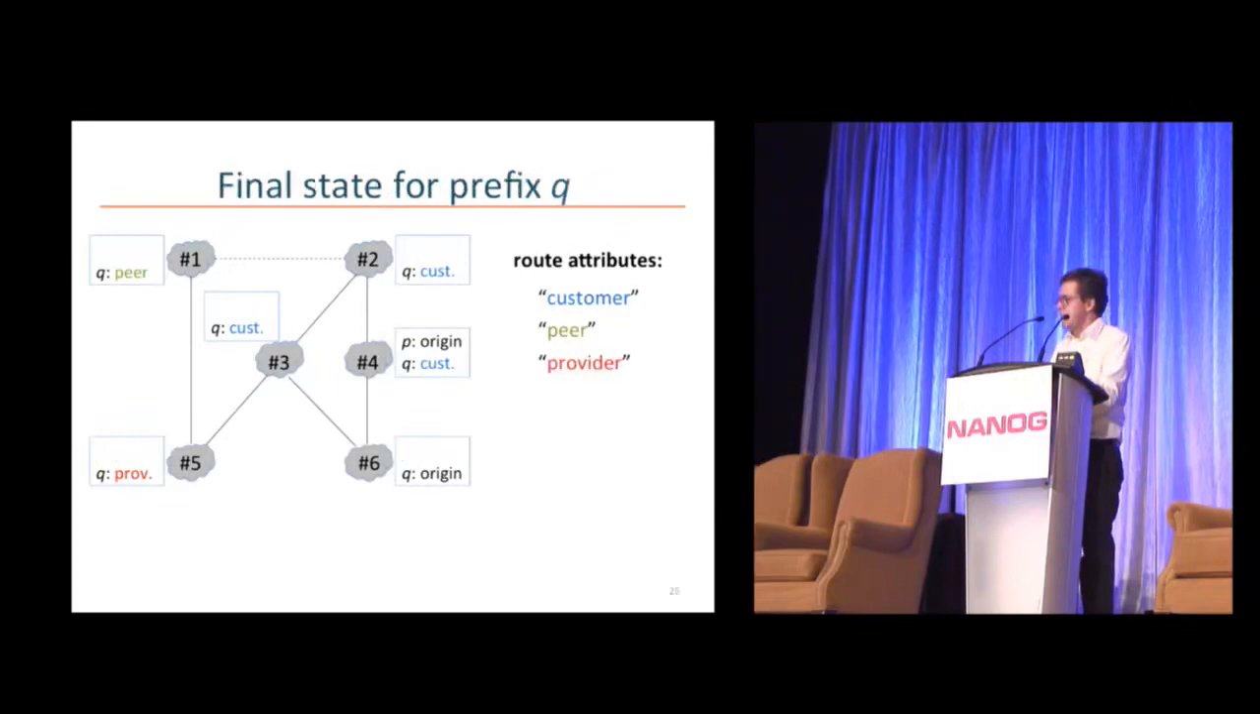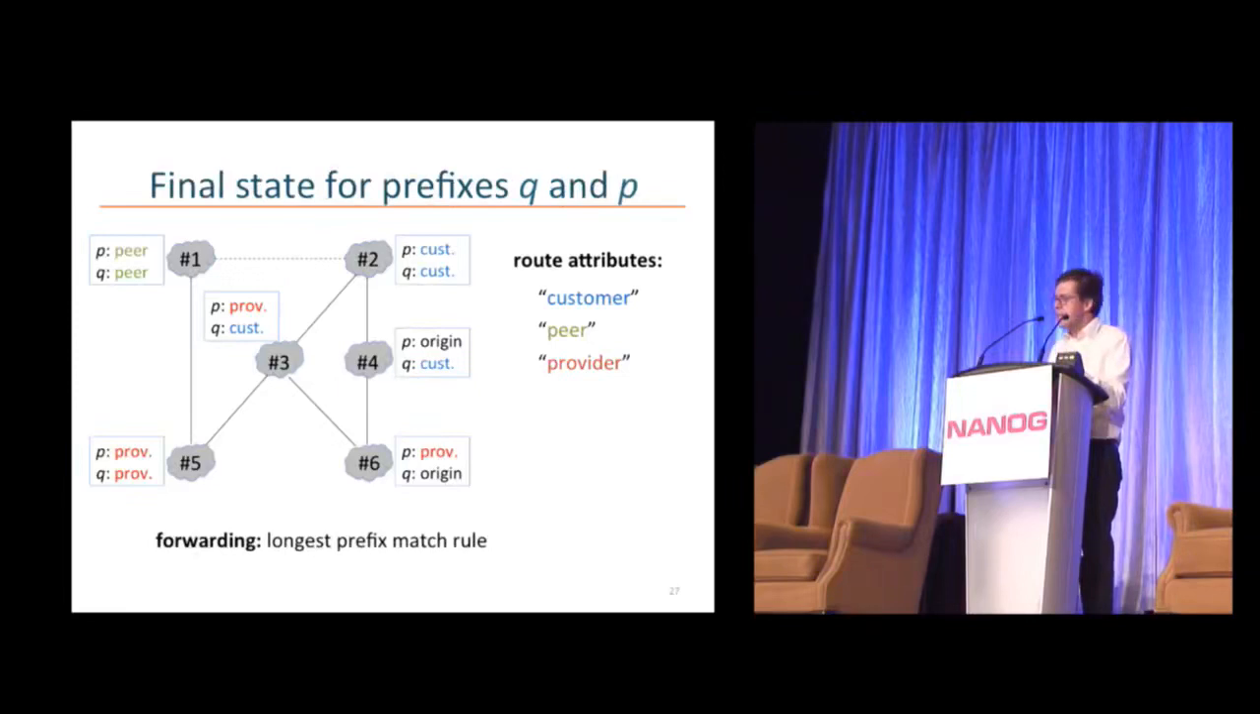I'm sorry about this. So it elects a peer route to reach Q. It reaches Q via its peer AS2. So the final state for prefix Q is the following. AS2, AS3, and AS4 elect a customer route to reach Q. AS1 elects a peer route to reach Q, and AS5 elects a provider route to reach Q.